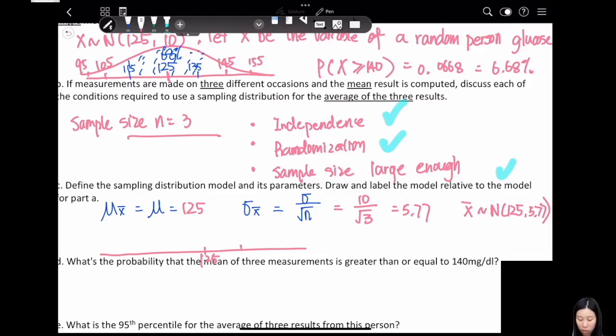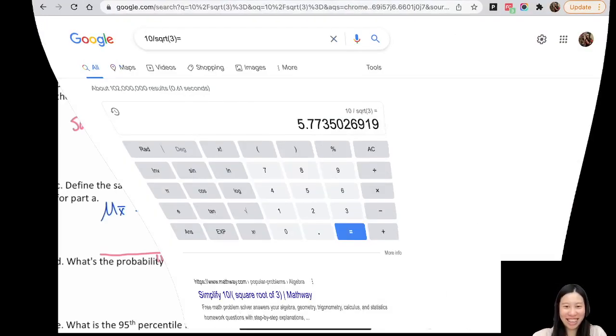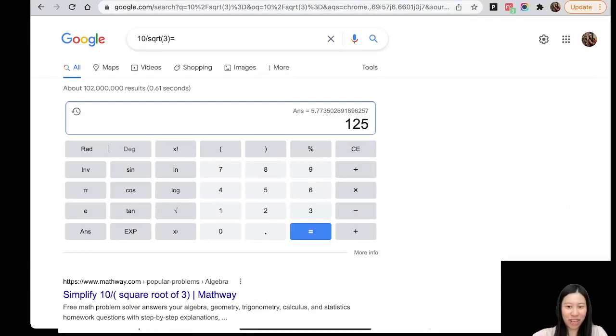So again, since this is a normal distribution, we can draw the graph with a center 125, and then within one standard deviation would be what? 125 plus 5.77, which is 130.77, and then subtract 5.77, we got 119.23. I hope I did that right. Let me use a calculator to double check. 125 minus 5.77. Oh, I got it right.